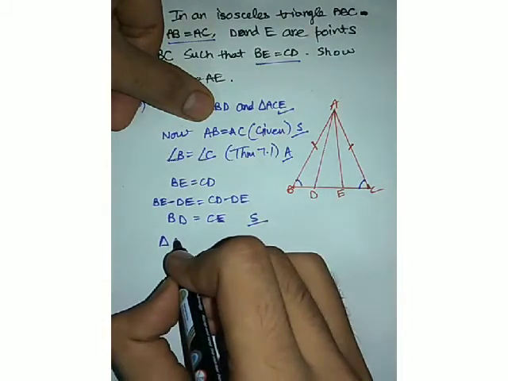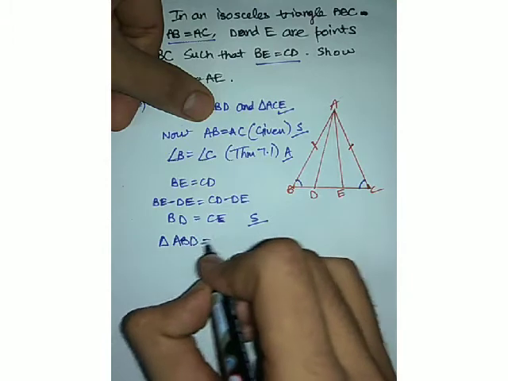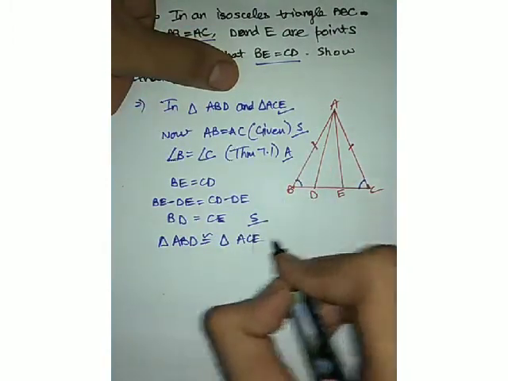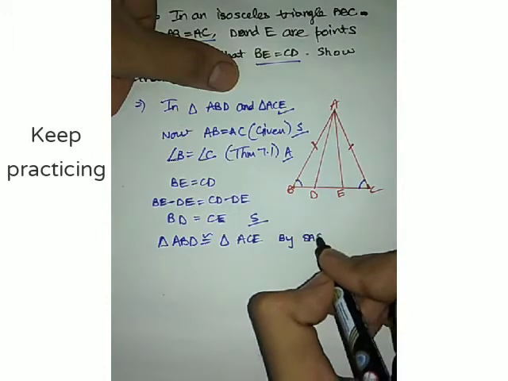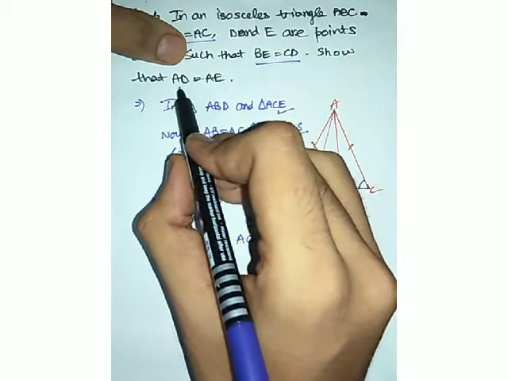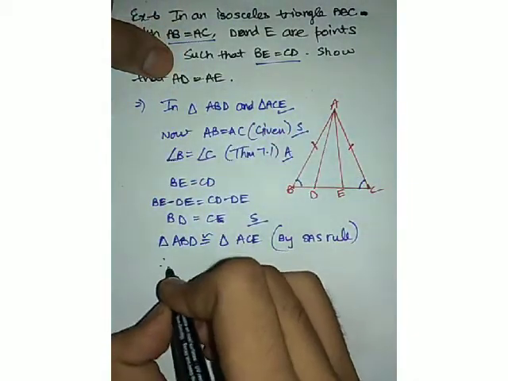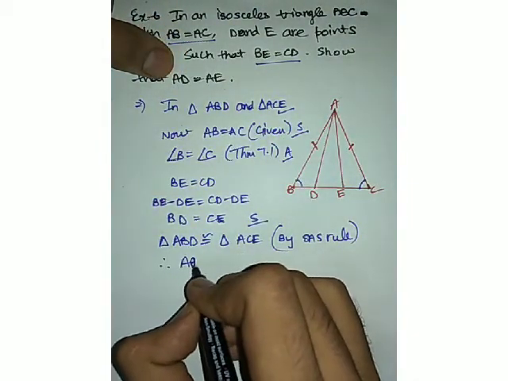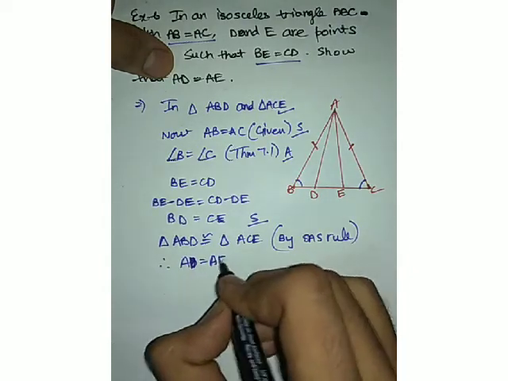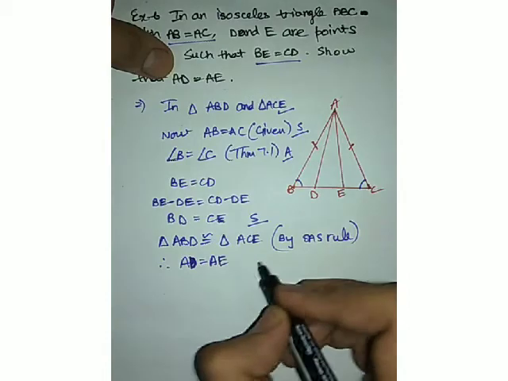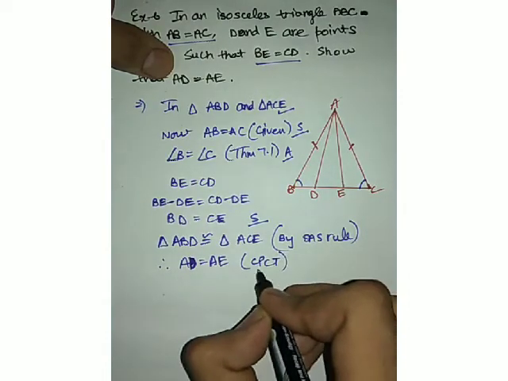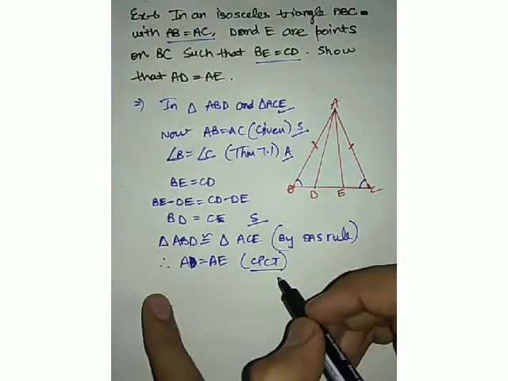So triangle ABD is congruent to triangle ACE by SAS rule. Now what we have to prove is AD equal to AE. Therefore AD is equal to AE by CPCT, corresponding parts of congruent triangles.